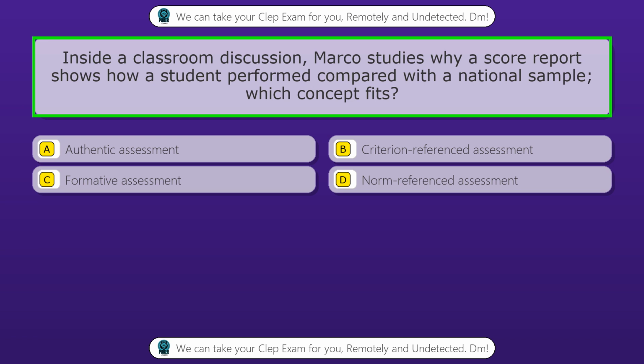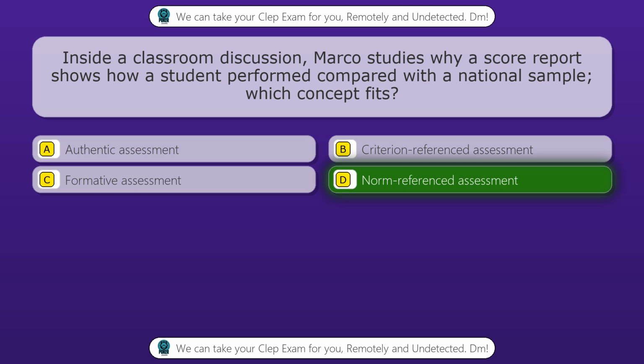Question 55. Inside a classroom discussion, Marco studies why a score report shows how a student performed compared with a national sample. Which concept fits? Option A, authentic assessment. Option B, criterion referenced assessment. Option C, formative assessment. Option D, norm referenced assessment. The correct answer is option D, norm referenced assessment.